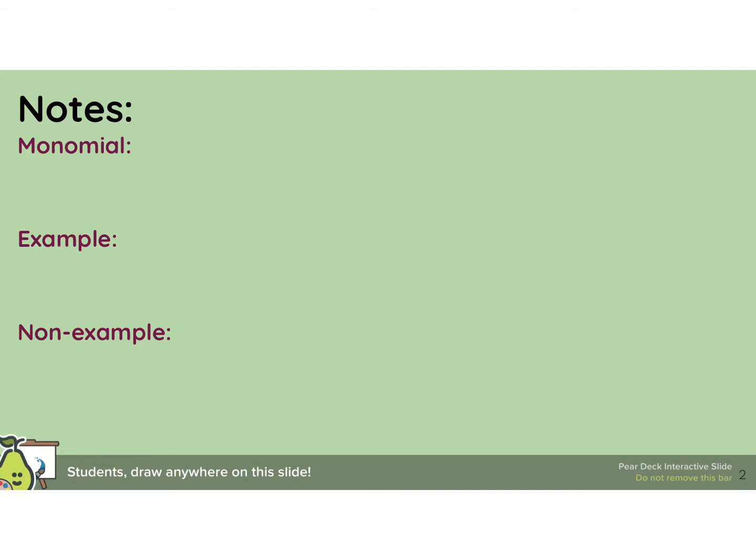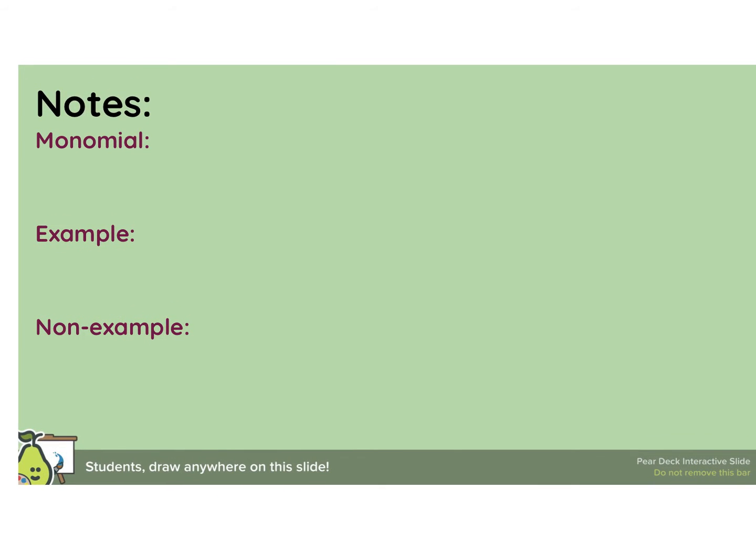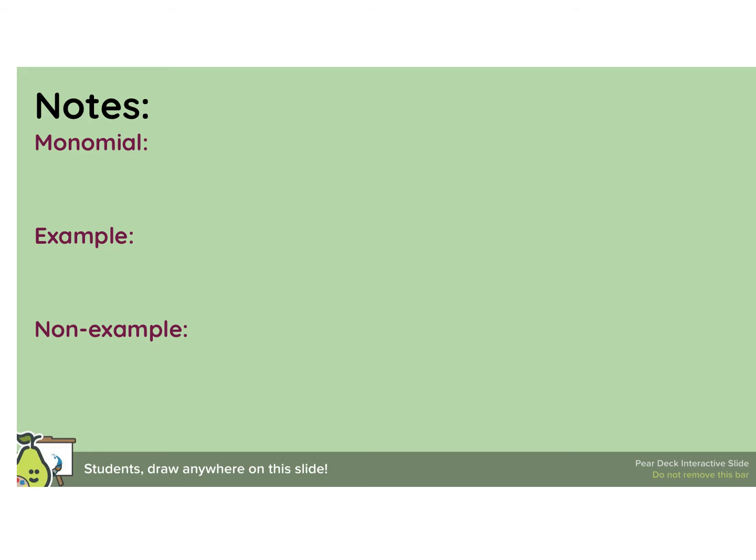Okay, so we are starting a new unit, brand new topic for the rest of this school year. And we're going to be studying polynomials, but first we're going to learn what a monomial is. So a monomial, we know what this is already. We've just been calling it something else. So we've been calling it a term. So a monomial is one term.